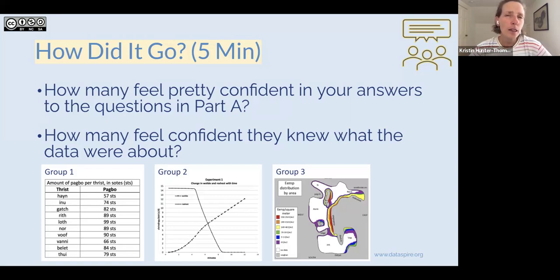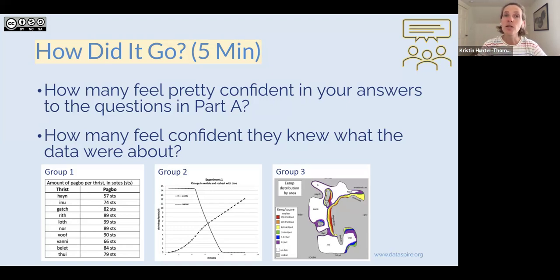So, how confident are you in your answers to part A? Yep, feeling pretty confident? Okay. How confident do you feel that you have any idea what the data were about? I'm going to guess that you might be in a not-at-all-too-confident place about what the data are about. That's okay. I'm guessing you're feeling pretty good confidence in your ability to answer those questions, but not a real good sense of what the data you are looking at are. Just note that as we move forward.